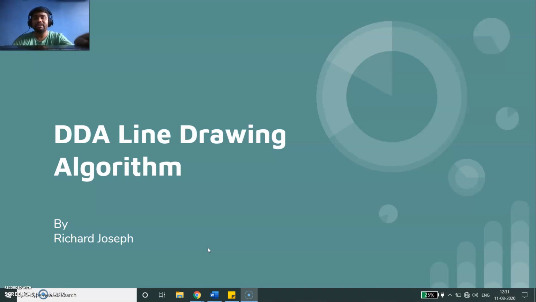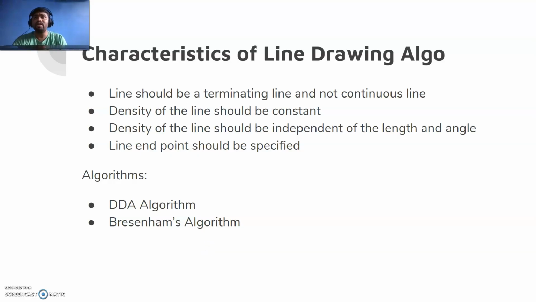So let's get started. To get started, we need to understand what a line is. We should know that a line is something which is infinite, but we bring it to a fixed size, or a fixed length, with the help of the start point and the end point. So obviously a line should not be continuous, it should be a terminating line. Now the density of the line should be constant.